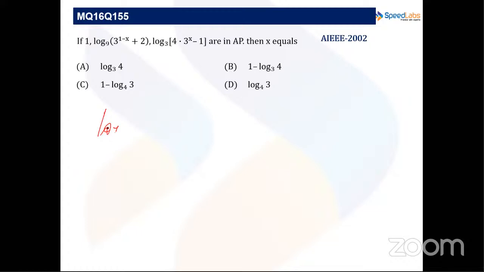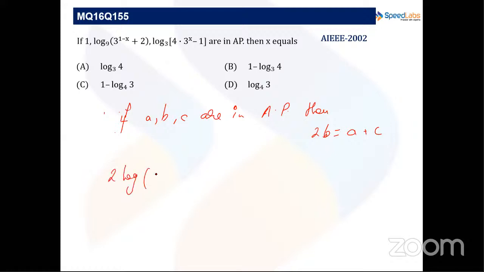the second term. We know that if A, B, C are in AP, then 2 times B is equal to A plus C. So using this concept, 2 times log of (3^(1-x) + 2) to the base 9 equals 1 plus log of (4·3^x - 1) to the base 3.